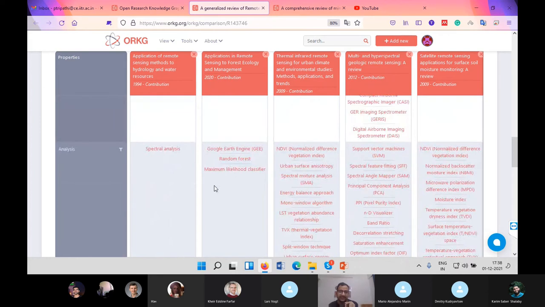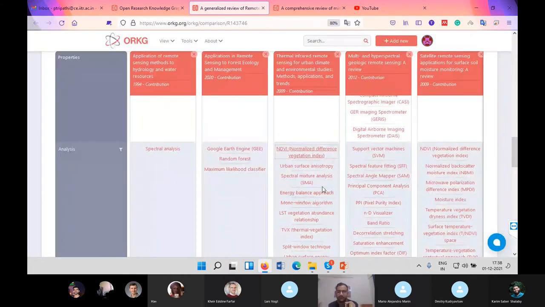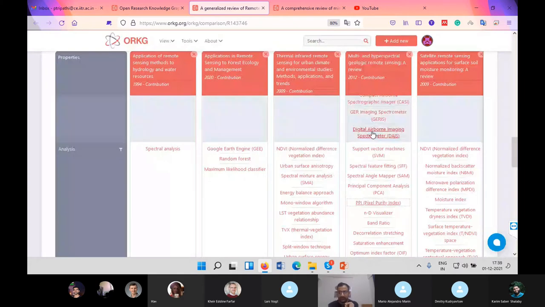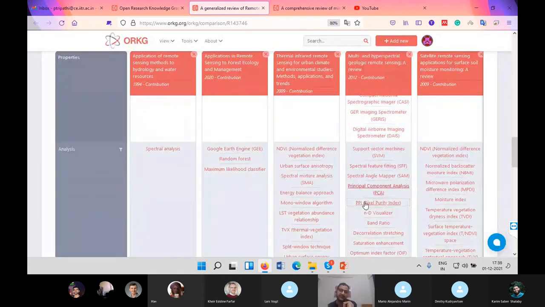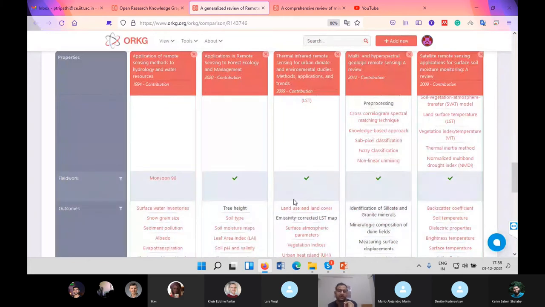Also, there is the analysis I have done for these applications. For forestry, only spectral analysis is sufficient. For vegetation, you can see these indexes can be derived using satellite data. For mineralogy, some critical spectral analysis can be done. All the definitions are available by clicking on these resources. Also, whether field work was important or not is included in this comparison.